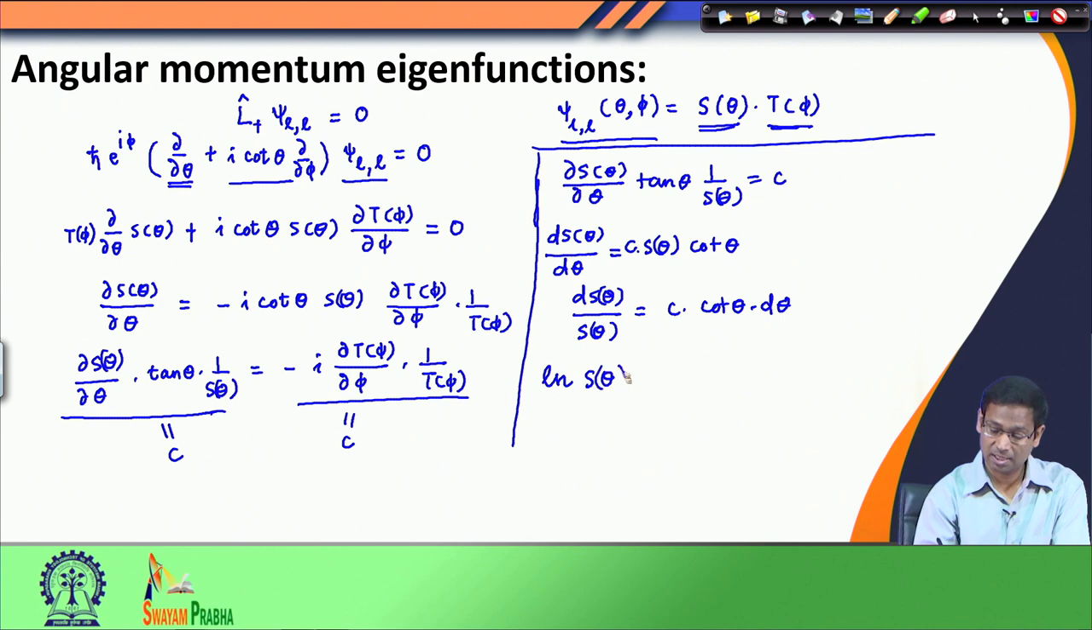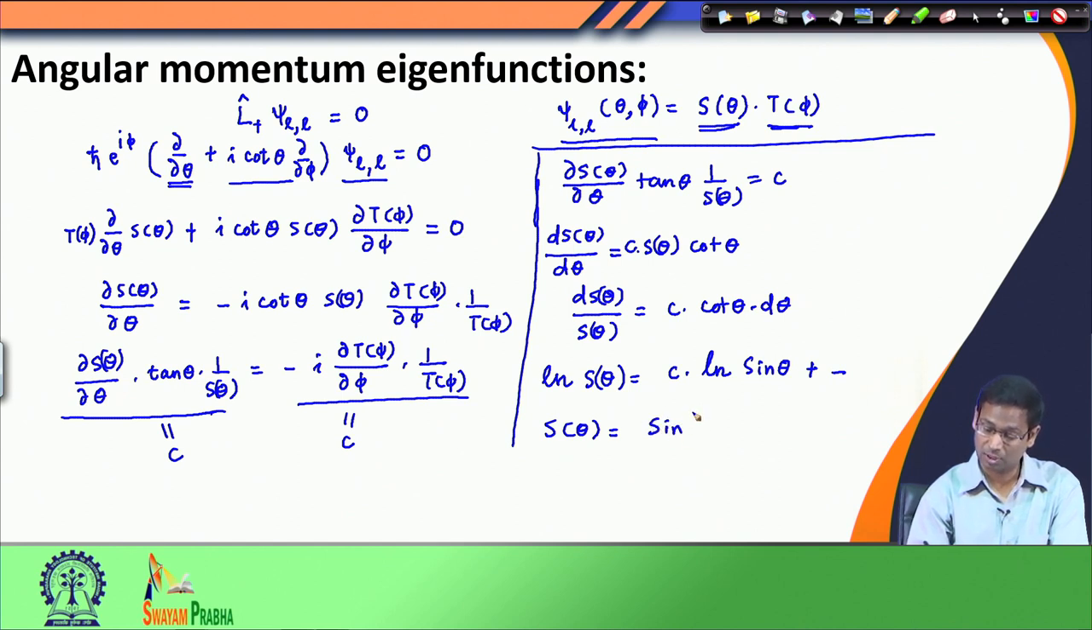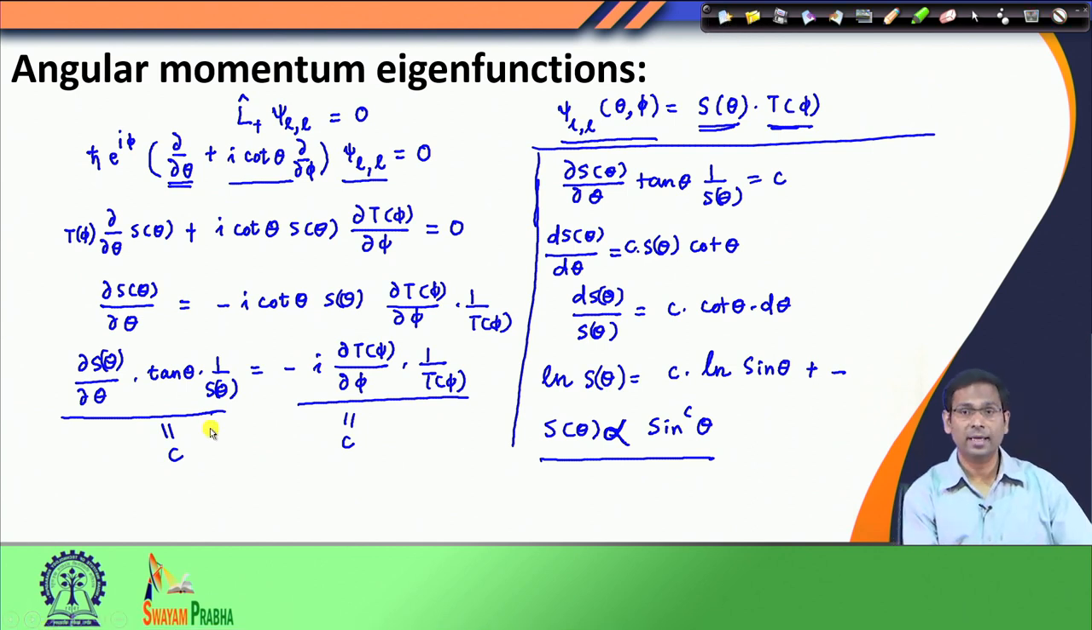When I do that, on the left hand side I have ln s of theta, and when I integrate cot theta d theta, I would get ln sin theta multiplied by this c. This c is the constant, plus of course, I will have some constant of integration. If I take the exponential, I would see that on both sides I am taking care of the natural logarithm, and then I have sin to the power c theta multiplied by some constant. So, instead of writing this equality, I am writing a proportionality, because there is some constant of integration coming. So, I have s of theta, which is rather simple as sin to the power c theta. Now, we have taken care of the left hand side term.